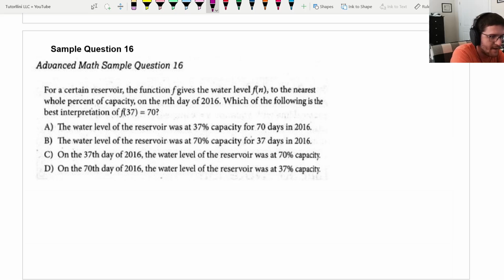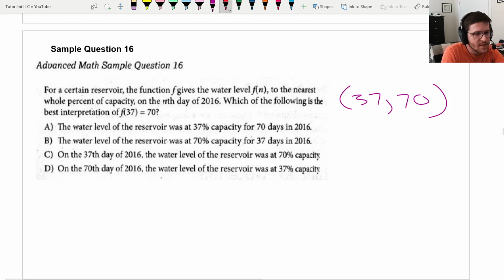First off, f of 37 equals 70. I would just write it as an ordered pair, just because people are more comfortable with that. So your x is what's inside the parenthesis, n. So I'm going to label the x with an n. And then your y is what's in front, what the name of the function is. So the thing in front is f. So that's our y. So I'm going to label that f.